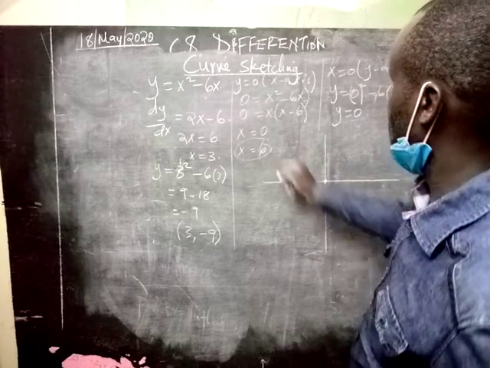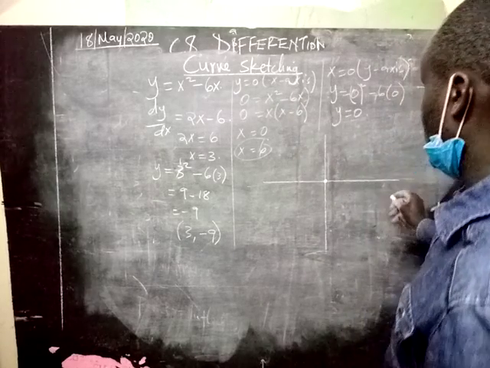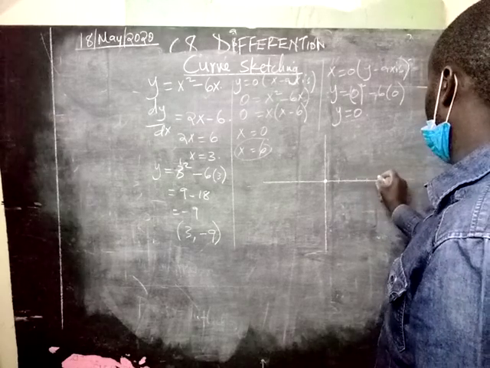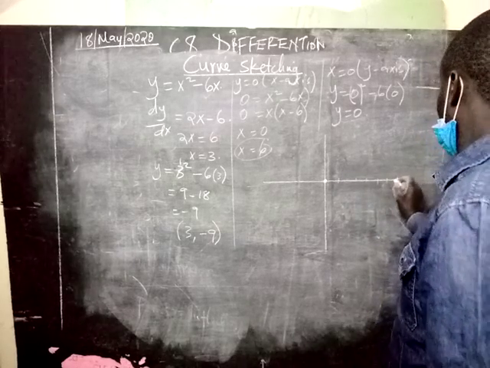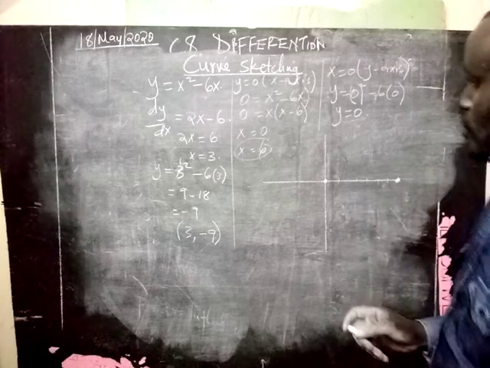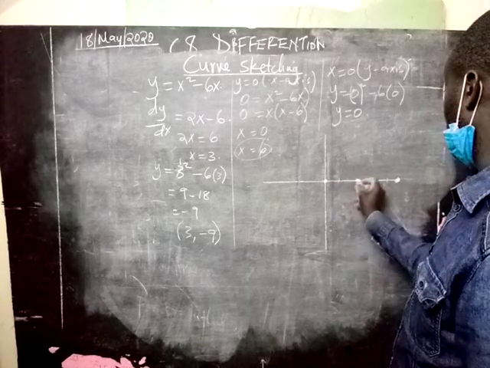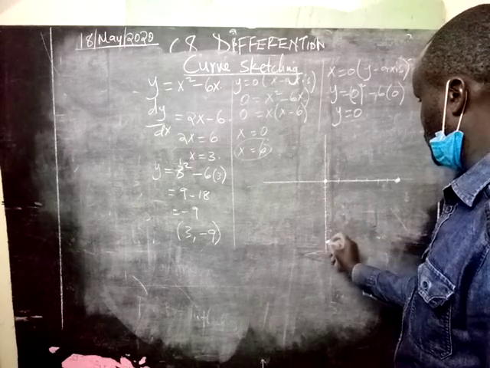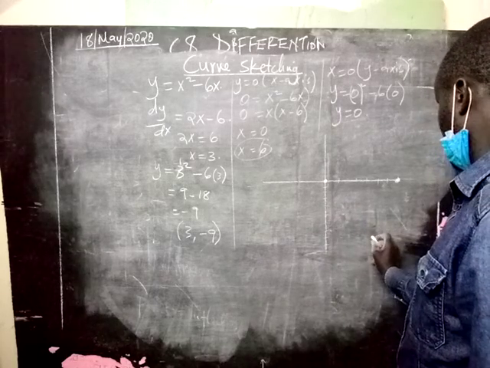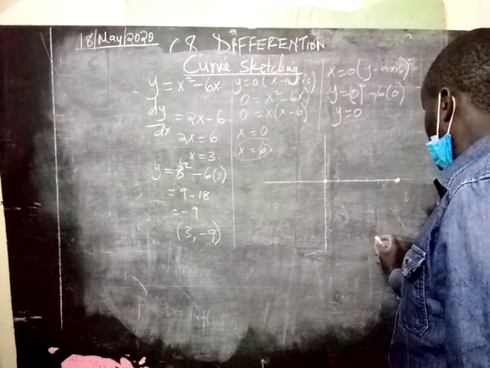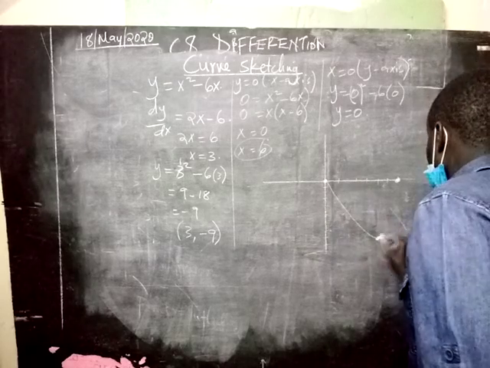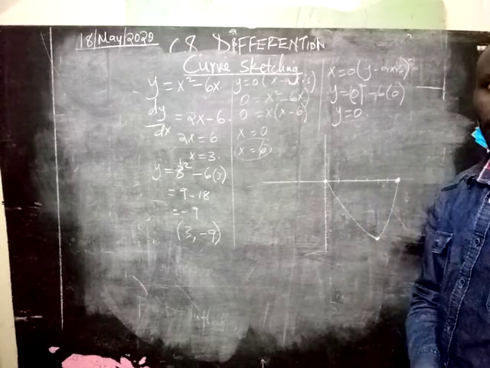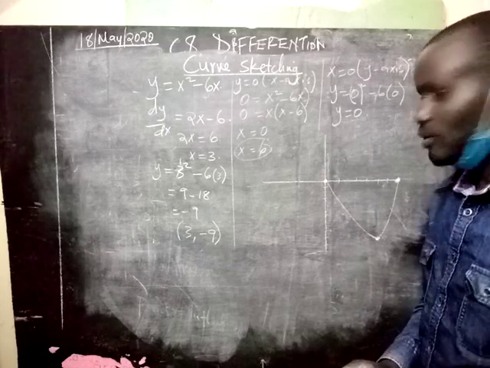On the x-axis, we have x as 6, so 1, 2, 3, 4, 5, 6 is here. Then we have our 3, so 1, 2, 3, and on the other axis 1, 2, 3, 4, 5, 6, 7, 8, 9. So it is here. Then we have our sketch that way. That is just our sketch.